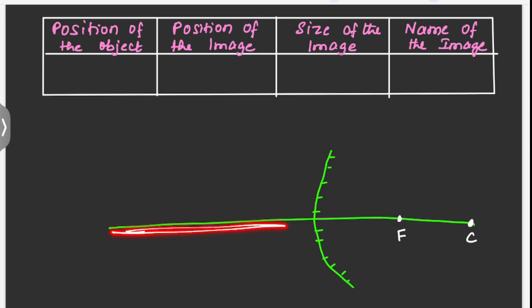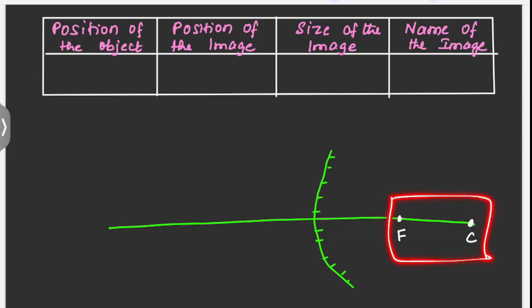Because the image is formed behind the mirror, we are not drawing F and C here. Instead of that, this is the mirror, and behind the mirror we are going to write F and C, because the image is always formed behind the mirror in the convex mirror. That is why behind the mirror we are going to write these points F and C. Is that clear?